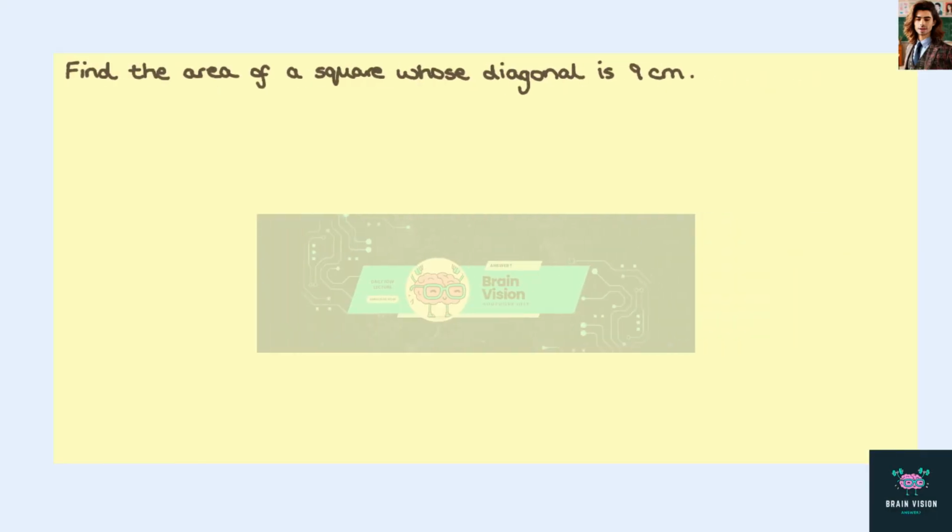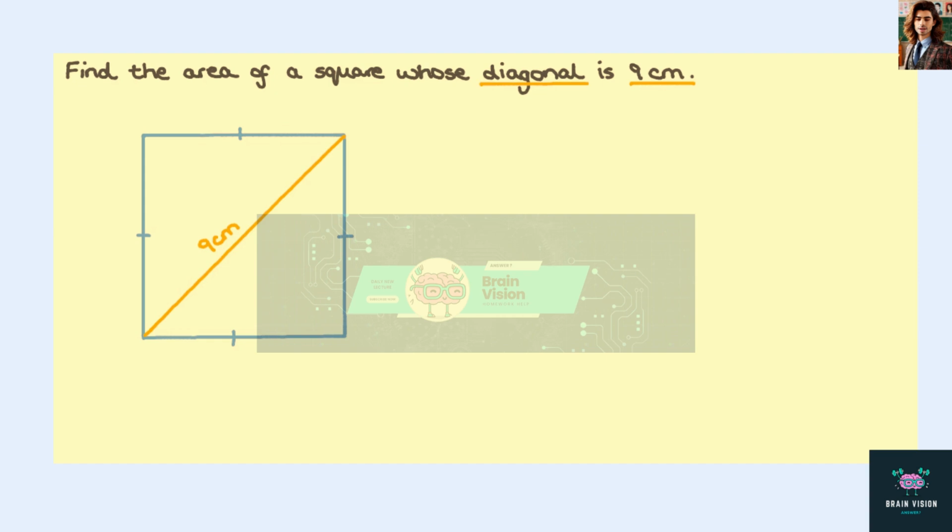Find the area of a square whose diagonal is 9 centimetres. Let's begin by sketching this square. We're told that its diagonal, which is the straight line segment connecting opposite vertices of the square, is 9 centimetres long.